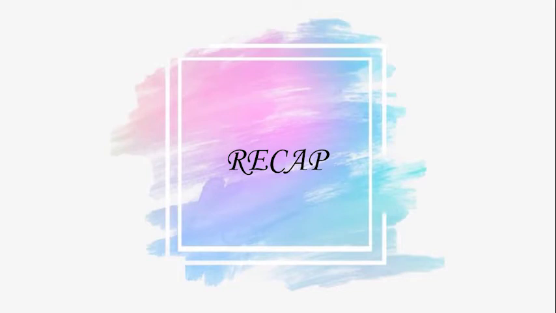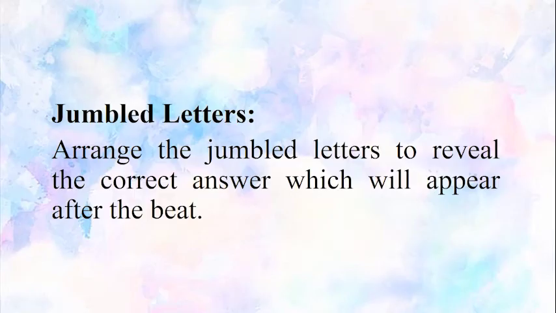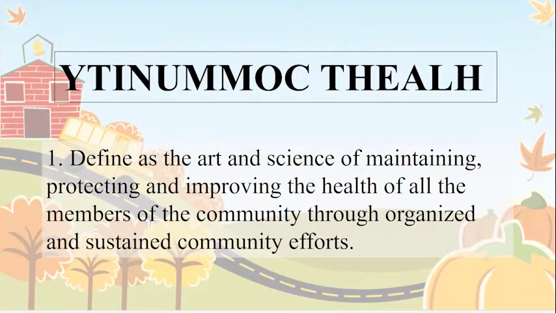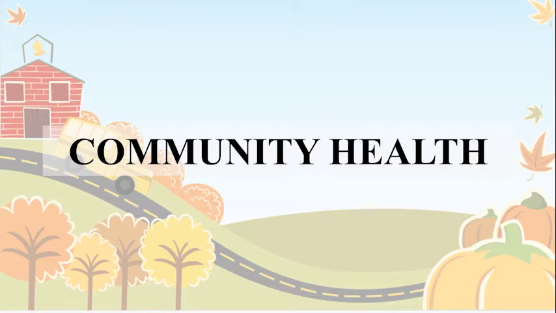Can you still remember our last lesson? To check, kindly bring out your notebook and ballpen and answer this activity. Arrange the jumbled letters to reveal the correct answer, which will appear after the beat. Number 1. Defined as the art and science of maintaining, protecting, and improving the health of all the members of the community through organized and sustained community efforts. And the correct answer is community health.